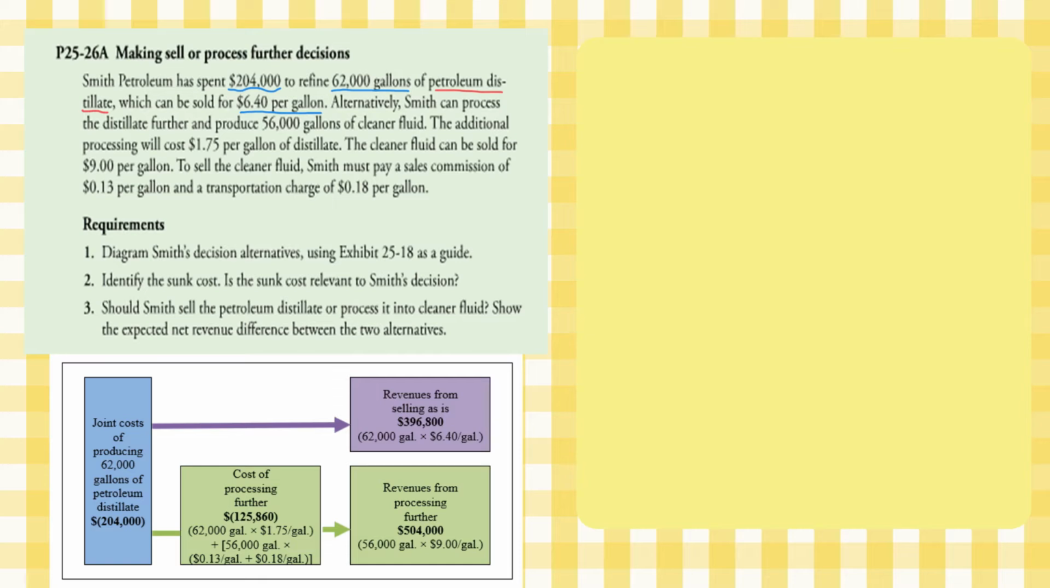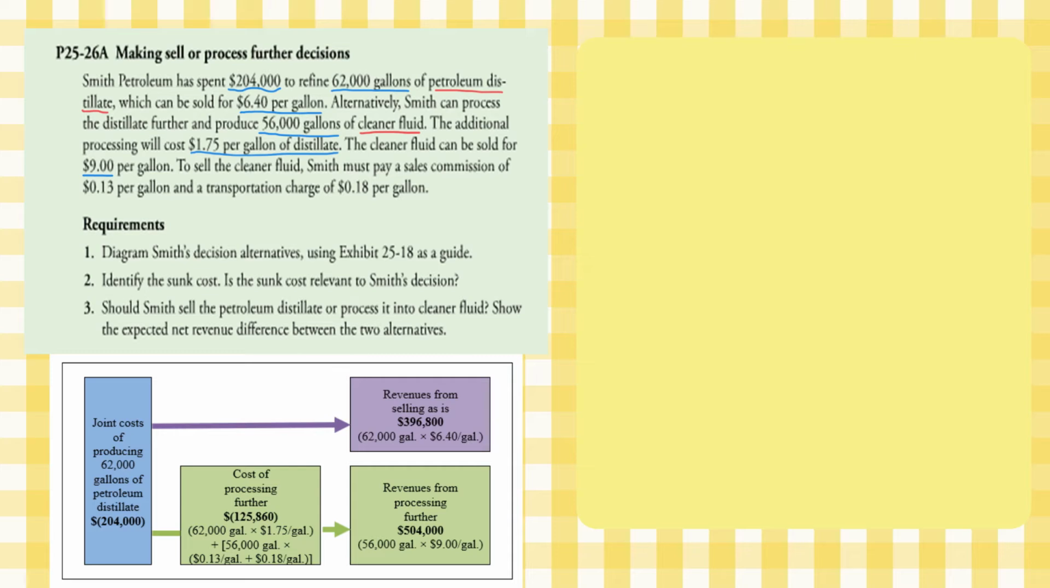Alternatively, Smith can process the distillate further and produce 56,000 gallons of cleaner fluid. So this is the second product. Now if we process it further, we're gonna get cleaner fluid. Now the additional processing cost is 1.75 per gallon of distillate, not cleaner fluid. The cleaner fluid can be sold for $9 per gallon, so this is the sales price.